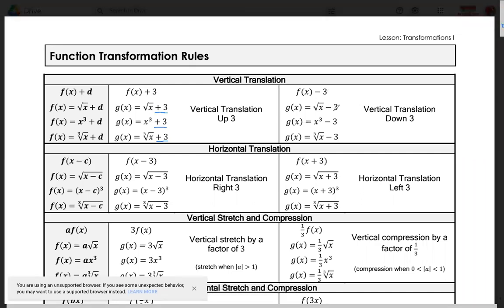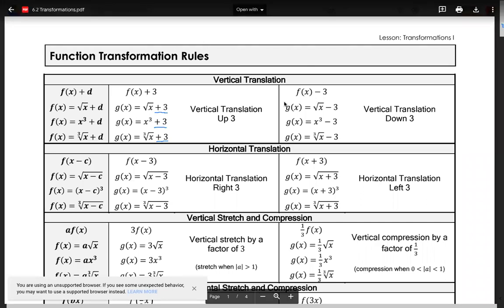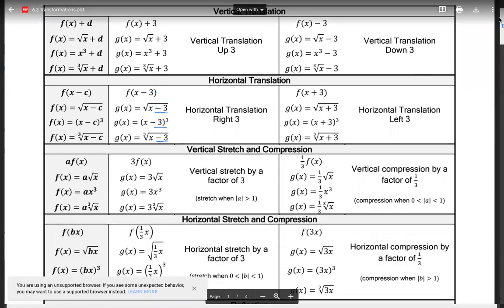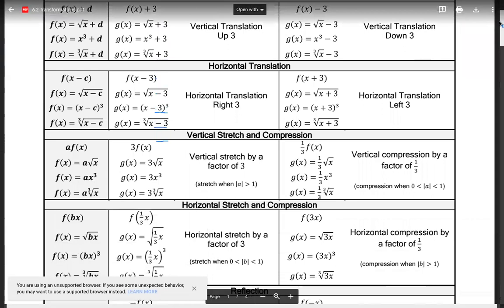Okay, vertical translation down, same idea. Now it's going to be -3, but again, it's going to be outside of the radical or behind our function. So it's pretty simple to pay attention to. Now, the hard one is horizontal translation. This is the one you guys kind of got to wrap your brain around.